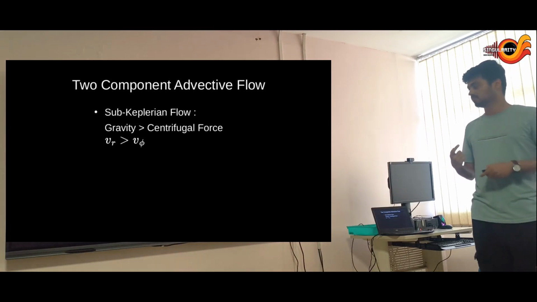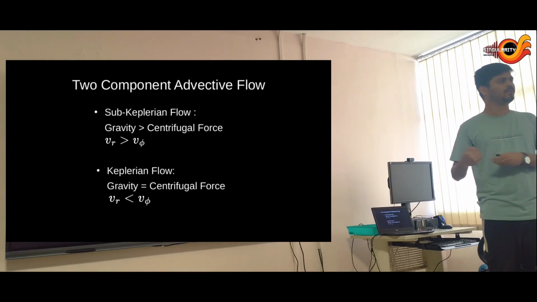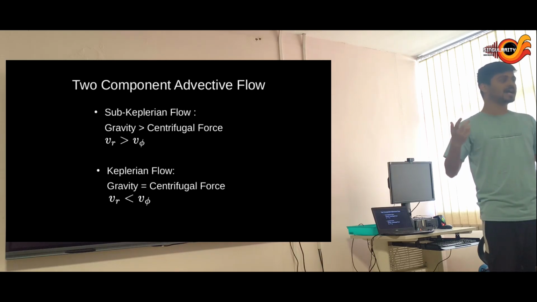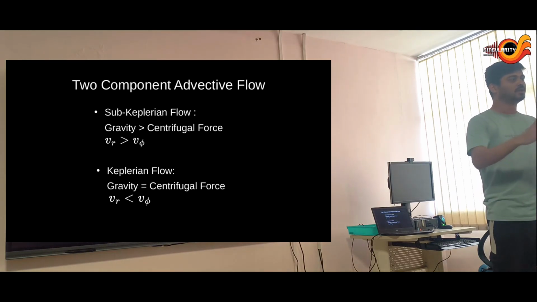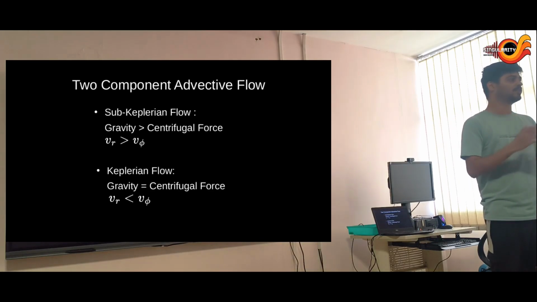Another example is Keplerian flow, which I was just explaining before, where your angular momentum is high, so it will keep rotating in the same circle unless viscosity acts on it and it goes to an inner circle. Without viscosity, accretion cannot happen, which you probably may have realized by now. If viscosity was not there, the ring would stay stable at that same point. Accretion cannot happen without viscosity. So this is Keplerian flow.